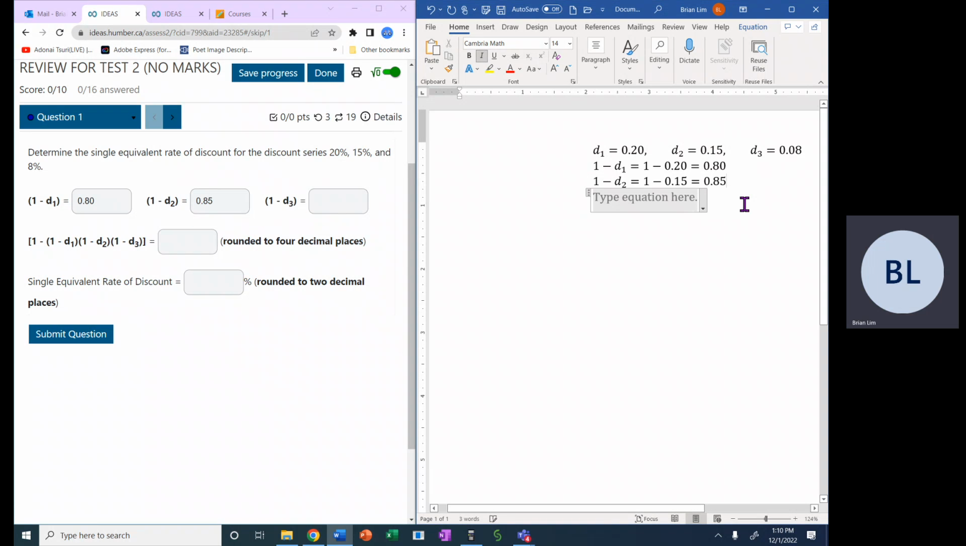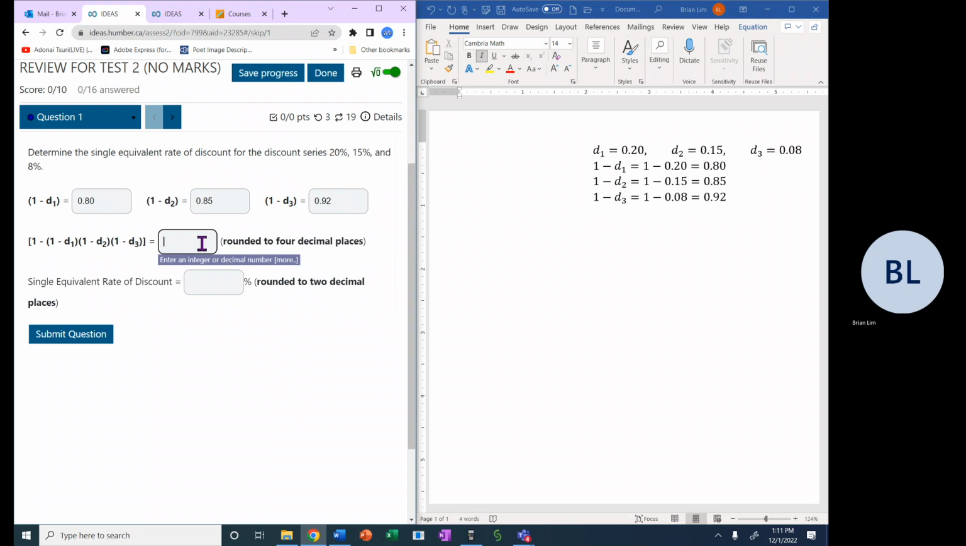Now 1 minus D3 would be equal to 1 minus 0.08, which would be equal to 0.92. So the answer here would be 0.92. Okay, now we have to calculate 1 minus D1 times 1 minus D2 times 1 minus D3.